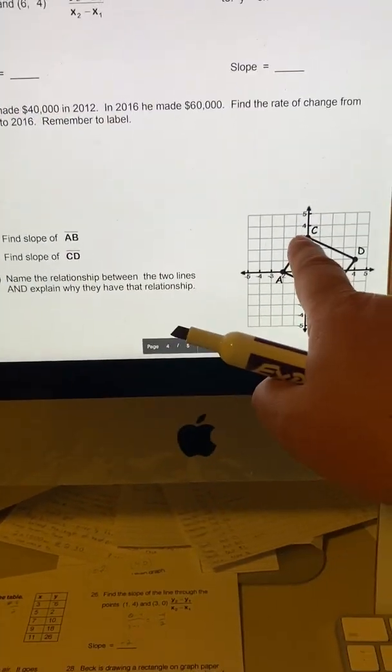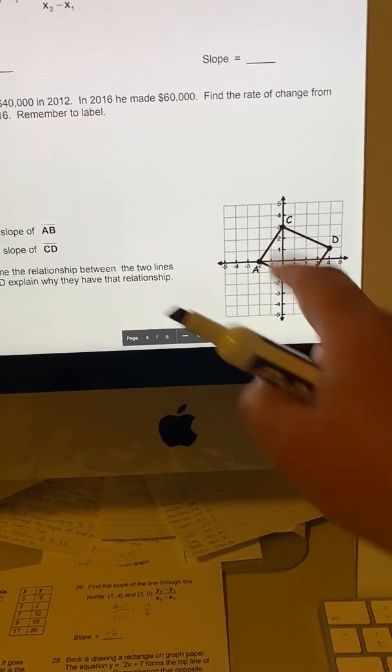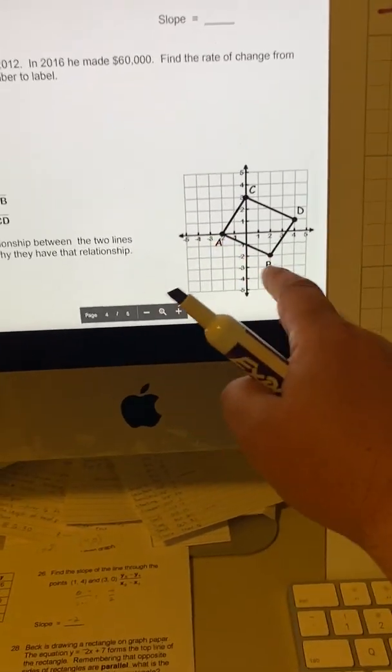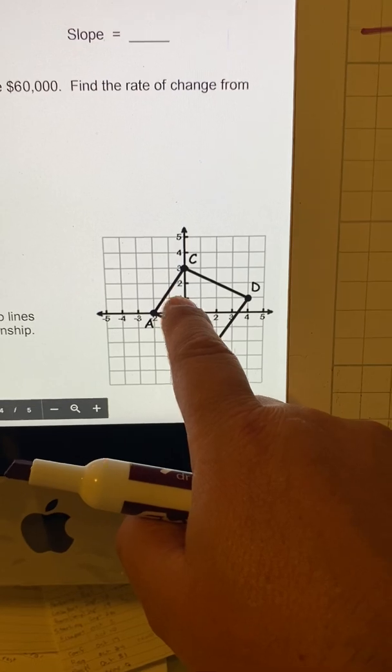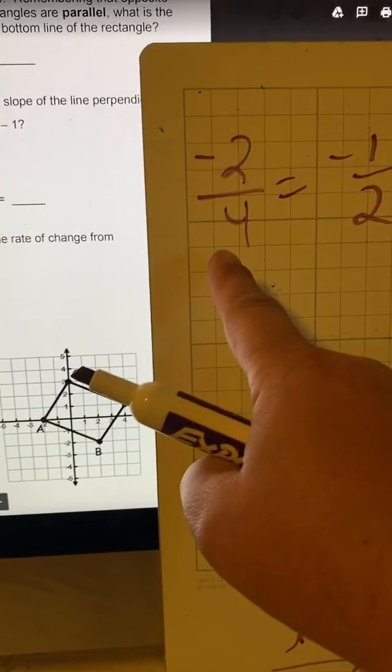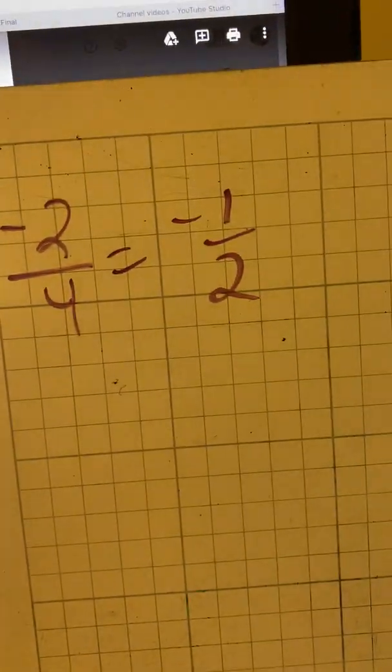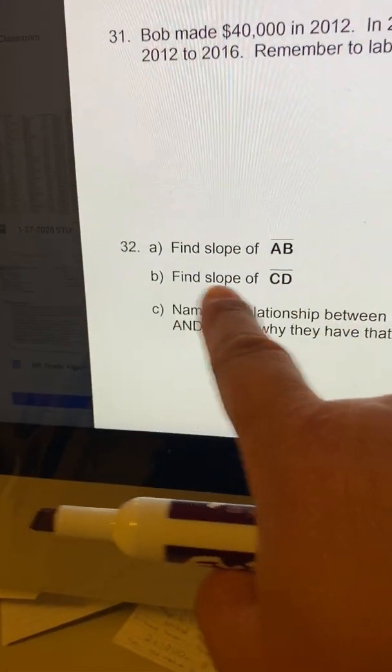Okay? What is the slope of CD? C to D, people, this is a box. This is a rectangle. These are parallel lines. If you can't assume it, look, down 2, right 4. Still the same thing, down 2, right 4. The slope of AB is -1/2. The slope of CD is -1/2.